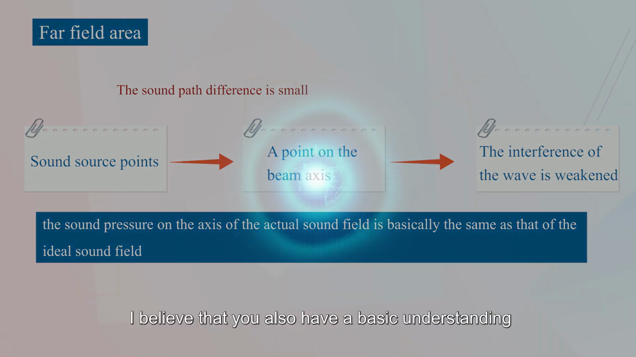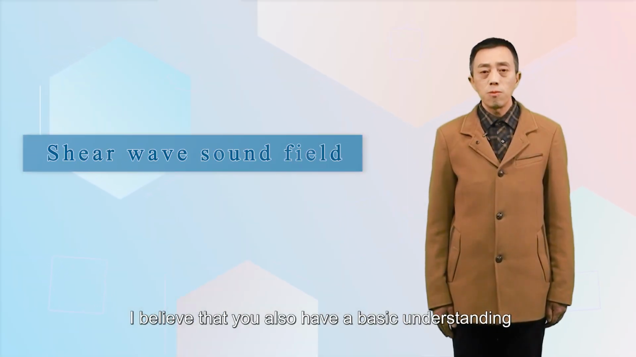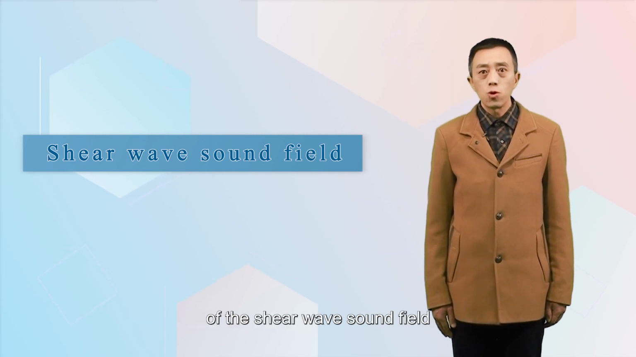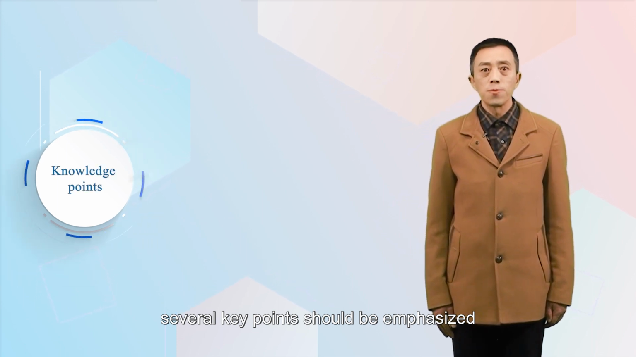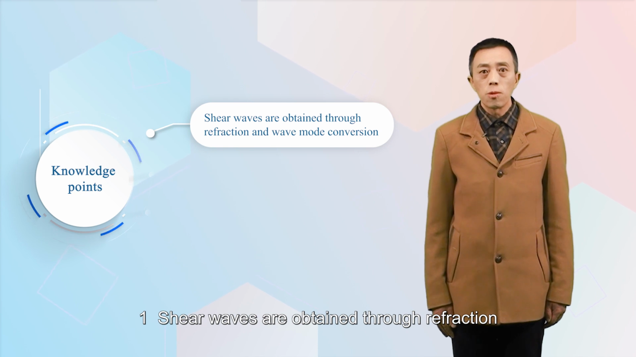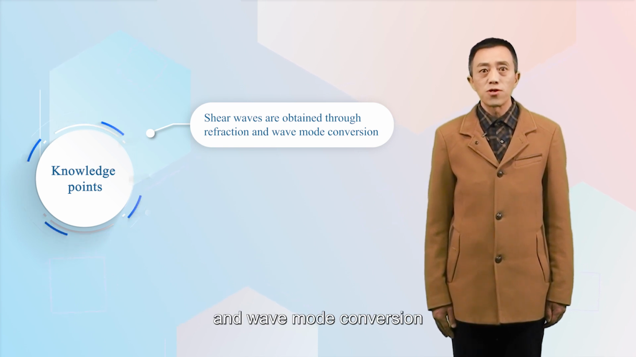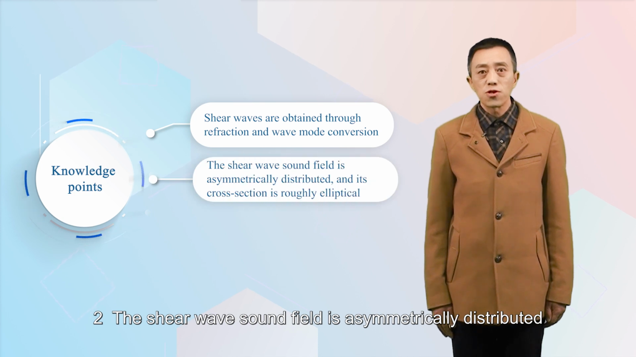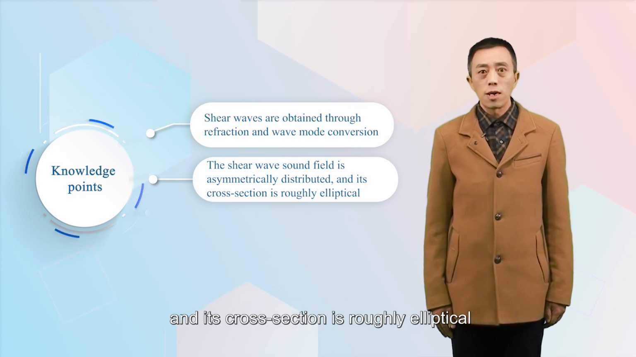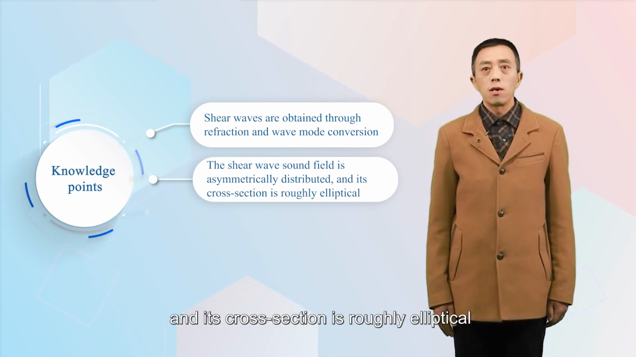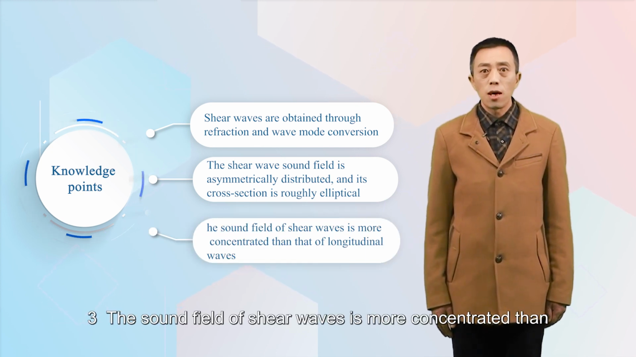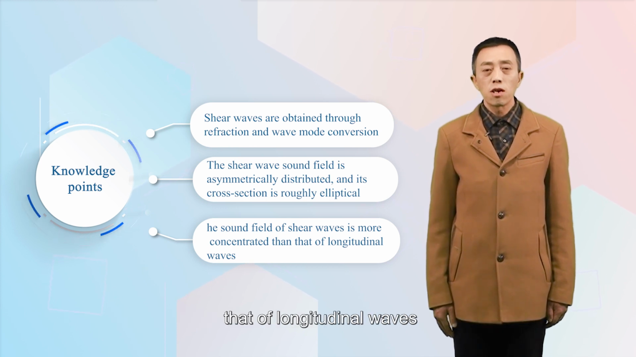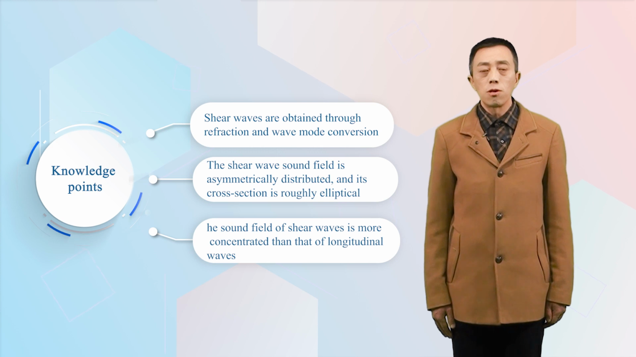Through today's explanation, I believe that you also have a basic understanding of the shear wave sound field. Finally, several key points should be emphasized. 1. Shear waves are obtained through refraction and wave mode conversion. 2. The shear wave sound field is asymmetrically distributed and its cross-section is roughly elliptical. 3. The sound field of shear waves is more concentrated than that of longitudinal waves. Well, that's all.